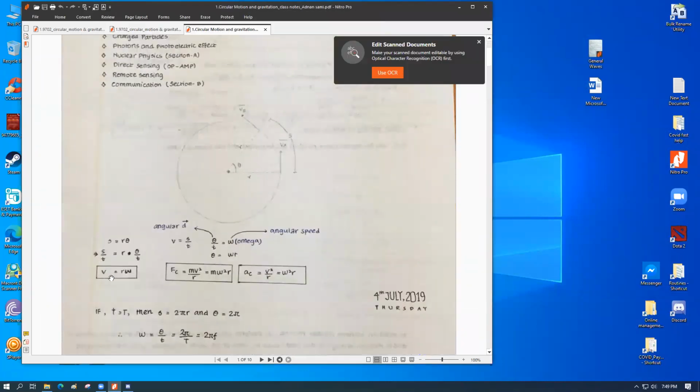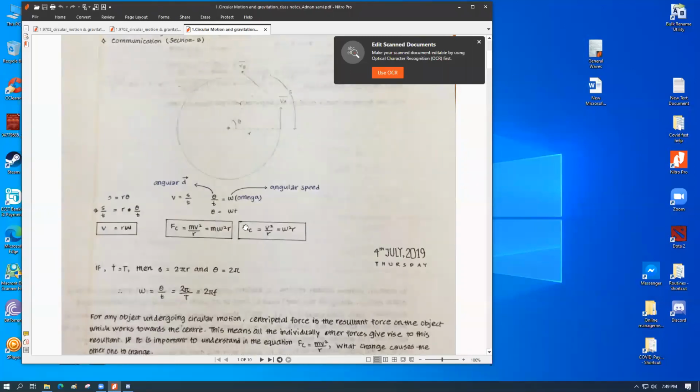First things first, these are the 3 equations that are very important for us. v equals omega r, and centripetal force is given by m alpha, or m v square by r, or m omega square r, where centripetal acceleration is given by v square by r, or omega square r.